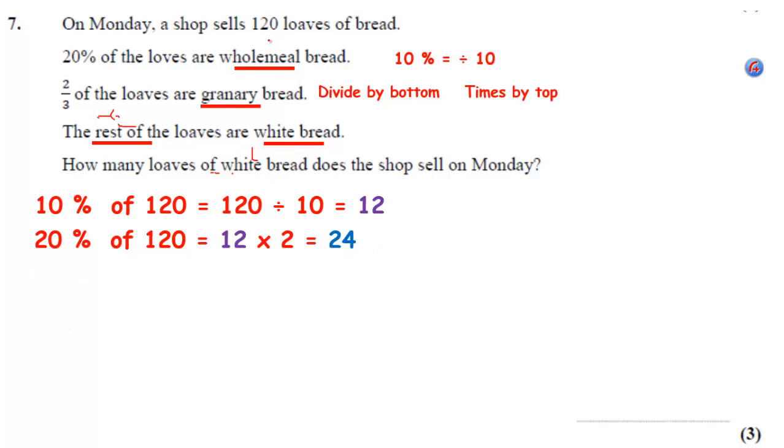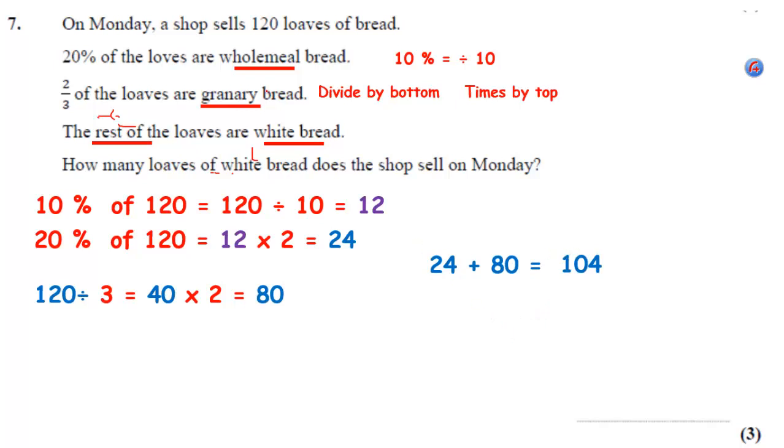2/3 of 120. 120 divided by 3, the bottom number, times by 2. 120 divided by 3 is 40. 40 times by 2 is 80. So altogether, 24 and 80 loaves of bread were wholemeal and granary. If I add those two together, I'll get 104.